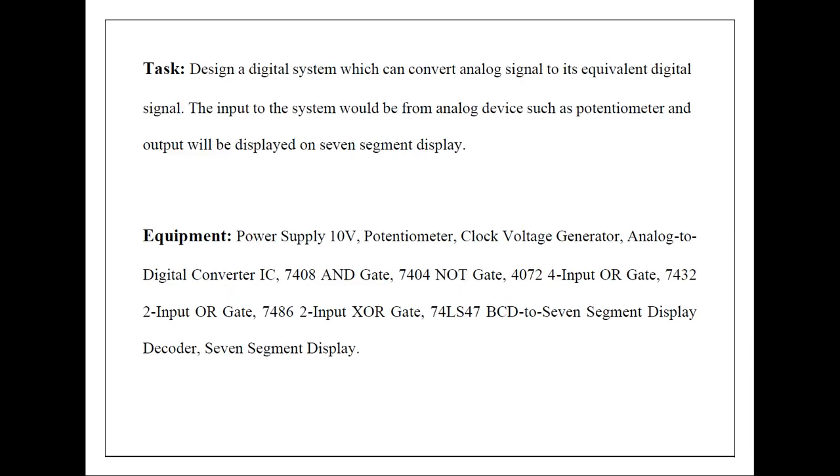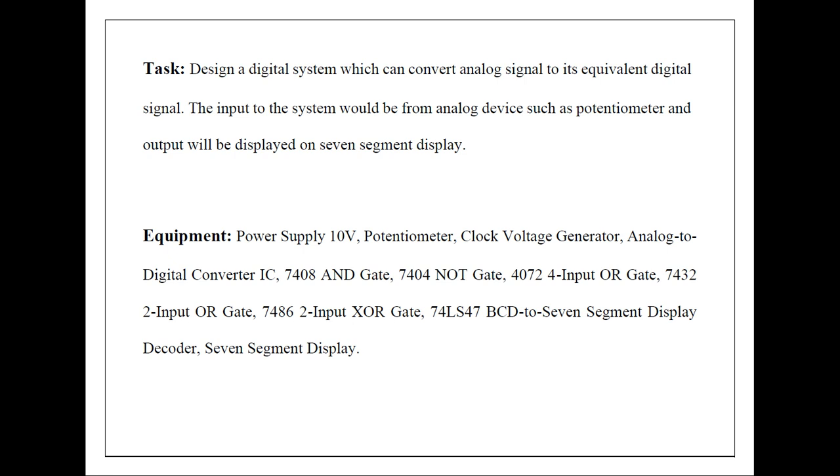So the task is to design a digital system which can convert analog signal to its equivalent digital signal. The input to the system would be from an analog device such as a potentiometer, and the output will be displayed on a 7-segment display.